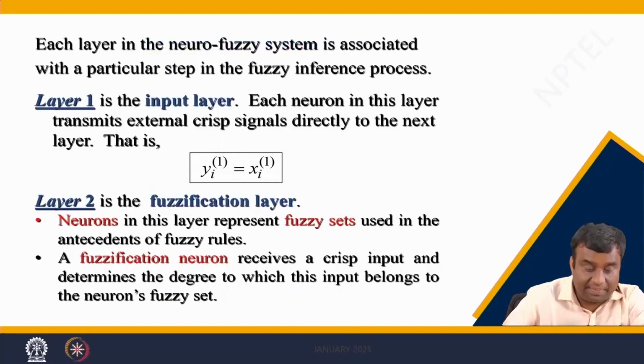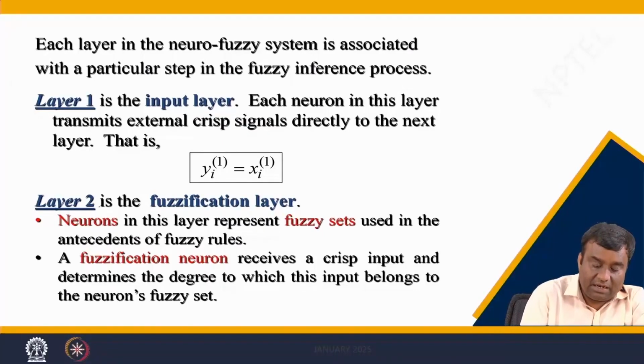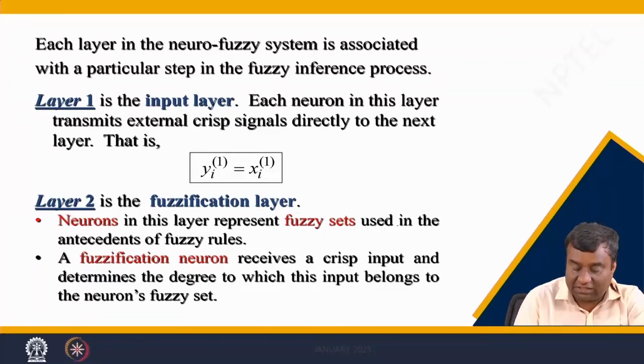So see the roles of each layer. Each layer in the neuro-fuzzy system is associated with a particular step in the fuzzy inference process. Layer 1 is the input layer. Each neuron in this layer transmits external crisp signals directly to the next layer, that is yi equals xi1. Layer 2 is the fuzzification layer. Neurons in this layer represent fuzzy sets used in the antecedents of fuzzy rules. A fuzzification neuron receives a crisp input and determines the degree to which this input belongs to the neuron's fuzzy sets.